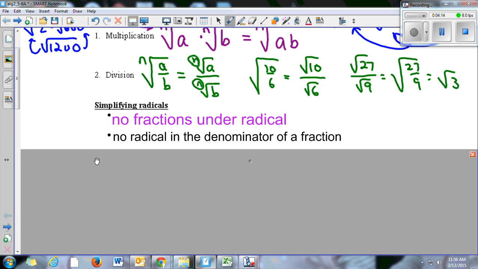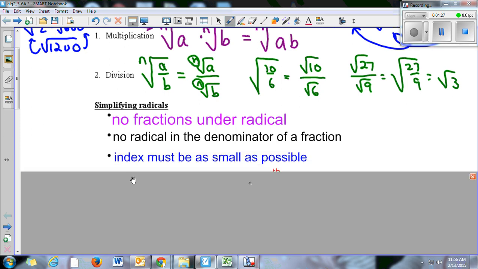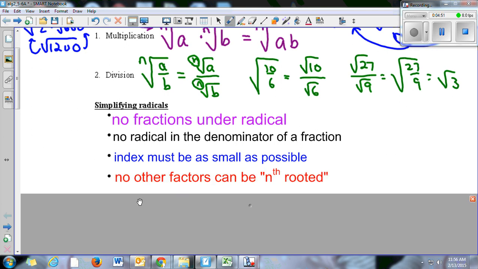2, because of that hostility between radicals and fractions, fractions like, well, hey, Mr. Radical, you cannot be in my denominator. So no radicals in the denominator of a fraction. 3, our index must be as small as possible. So if I'm taking like the square root of a square root of a square root, I'm going to work to try to make sure that that index is as small as possible. If I'm taking the 4th root of a 10th root, I'm going to try to work to make sure that index is as small as possible. We may deal with that a little bit, but maybe not a whole lot.